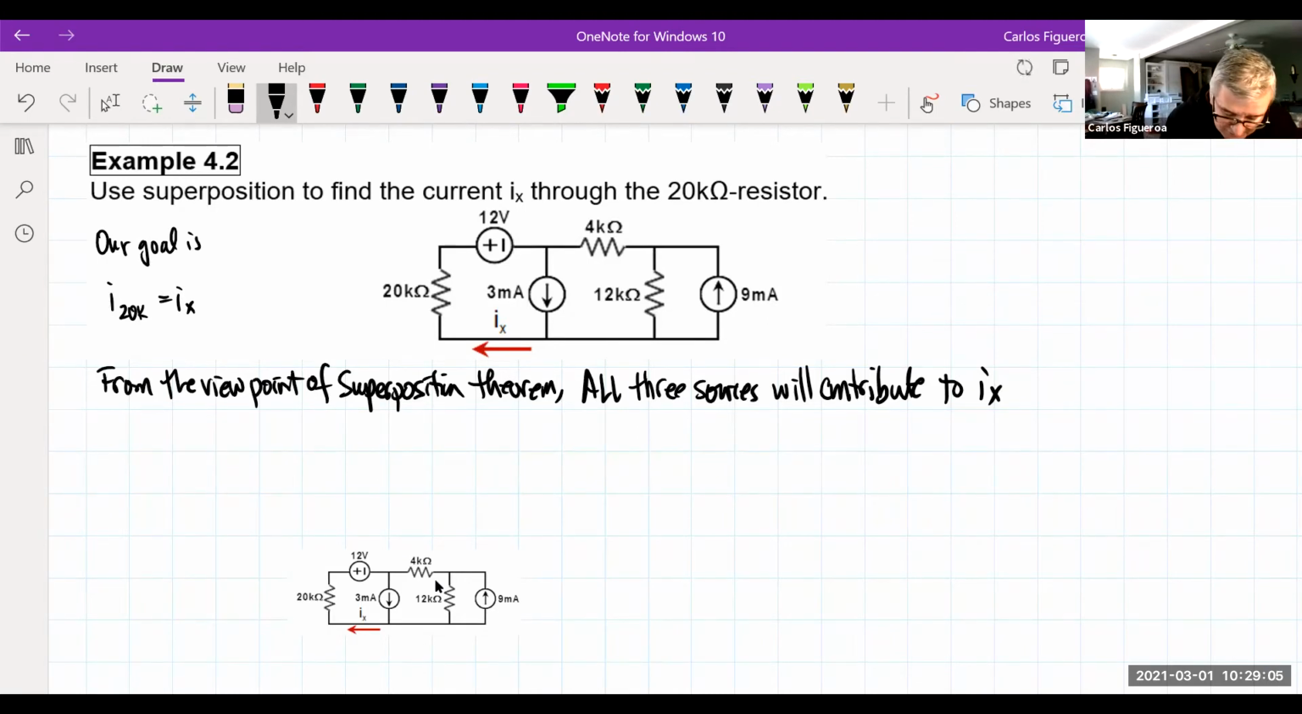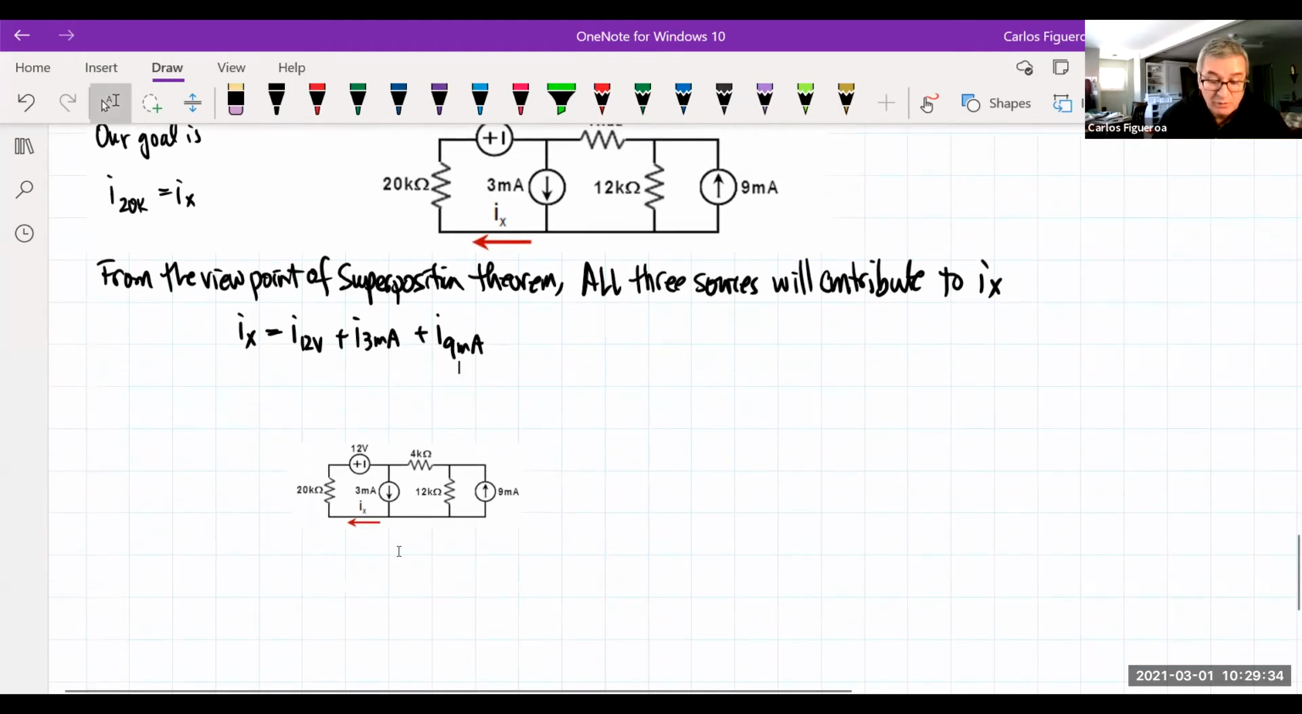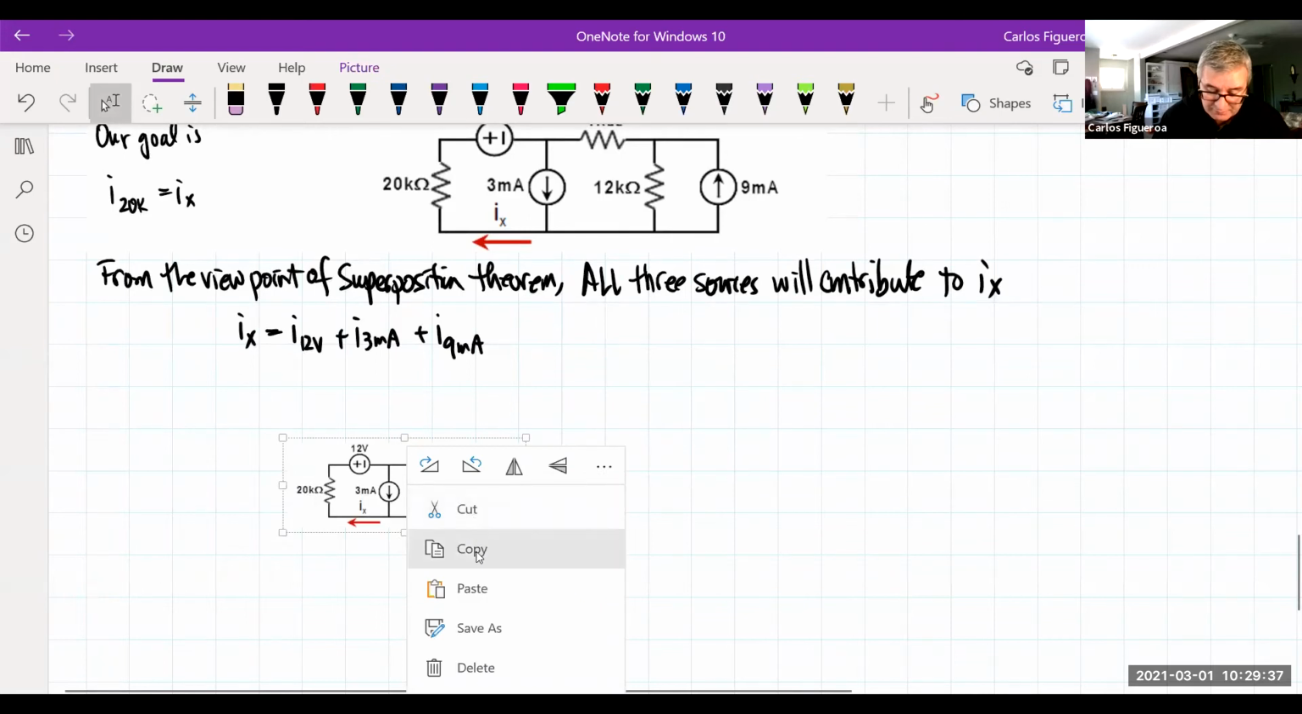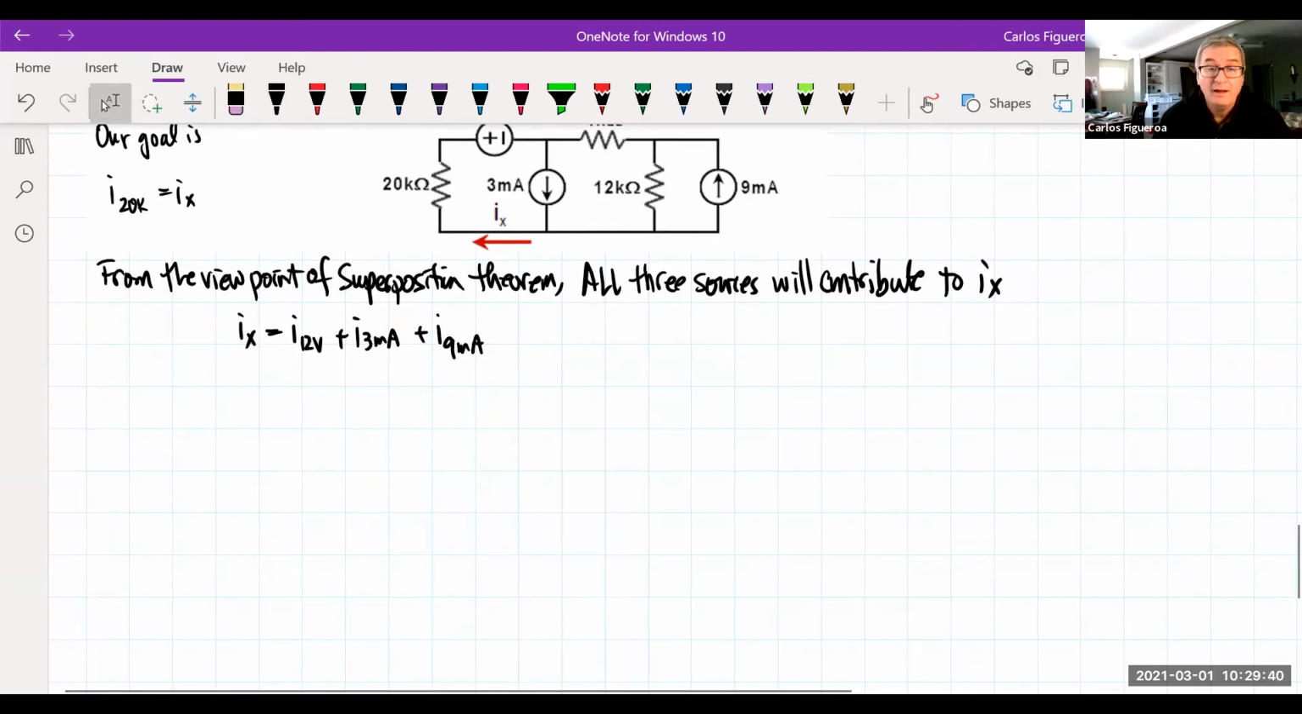So superposition says that IX is really the current produced at IX by the 12-volt source, by the 3 milliamp source, and by the current produced by the 9 milliamp source. But in order to see these individual sources, we have to kill off all of the other sources here. Okay, so what I want to do here is look at this thing source by source. So here I go.